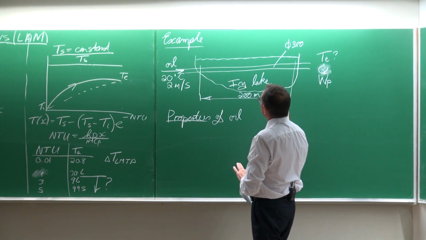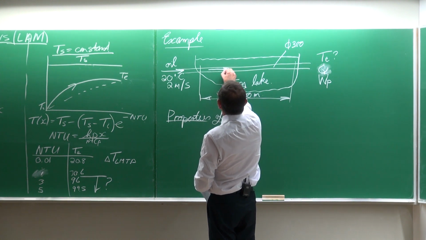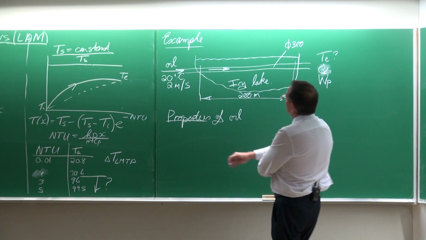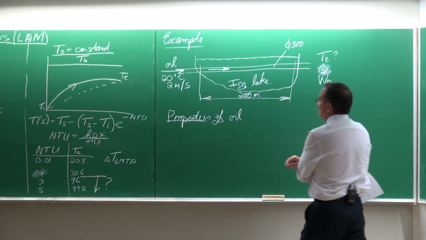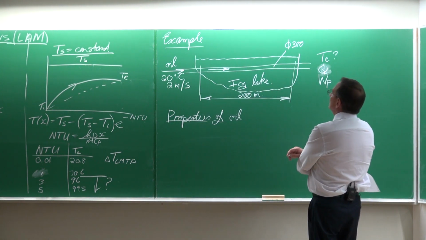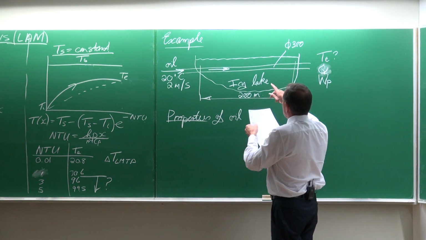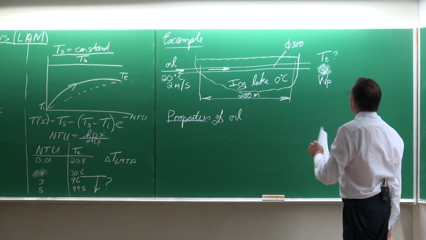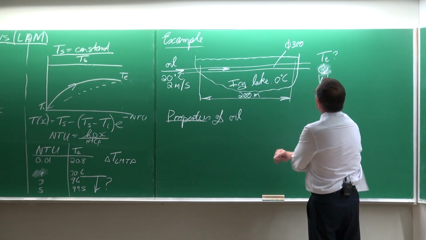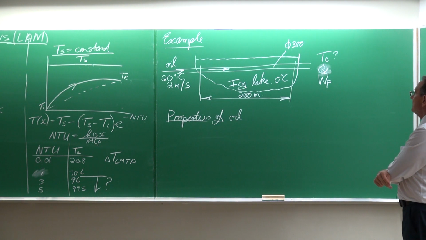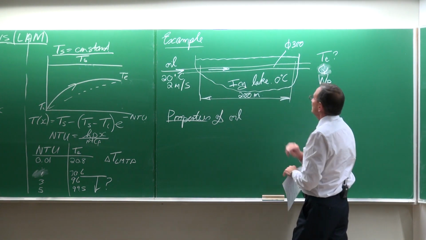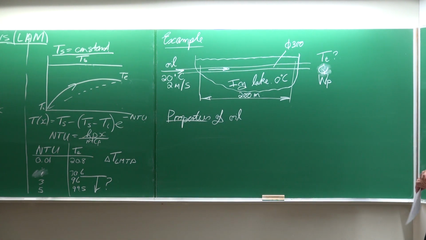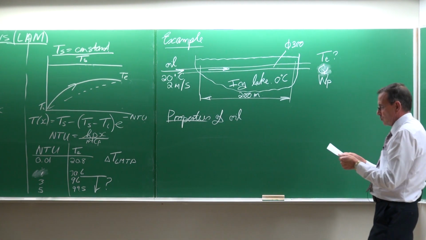Right, let me repeat again. We've got oil which is pumped through an icy lake. Inlet temperature of the oil is 20 degrees Celsius, at 2 meters per second. The icy lake is of course at 0 degrees Celsius. The pipe or tube diameter is 300 millimeters. The length is 200 meters. And we need to determine the outlet temperature, the heat transfer rate, and the work required.